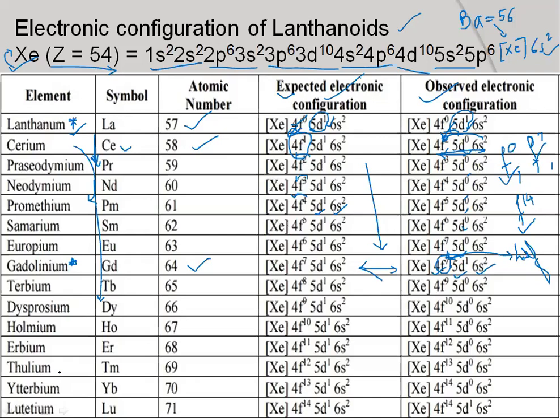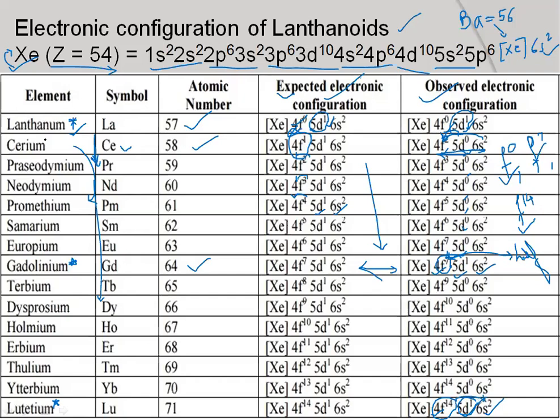Next you have to remember is lutetium, again with a star mark, because in this case also you have the configuration of xenon 4f14, 5d1, 6s2. Again there is one electron in 5d and 4f is completely filled, so it attains extra stability.